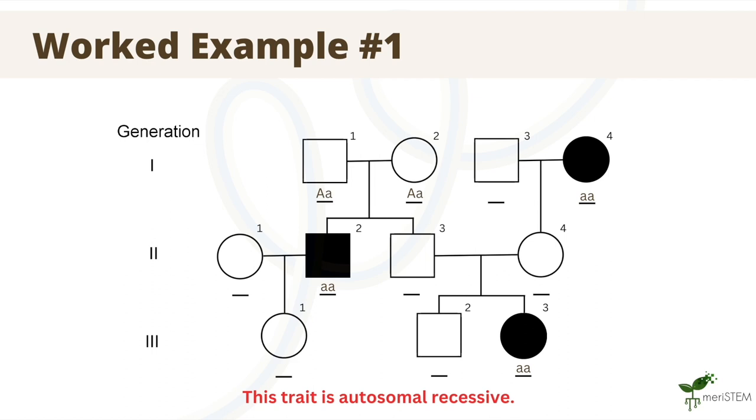Now we can apply the same concept to the parents of the affected child in the third generation. These parents are not affected, but they have an affected child, meaning that they are heterozygous for the trait.